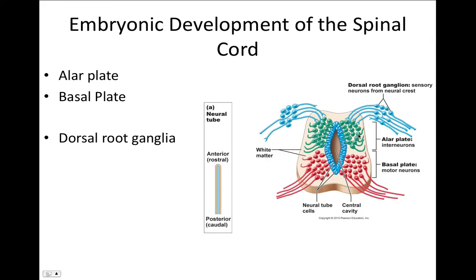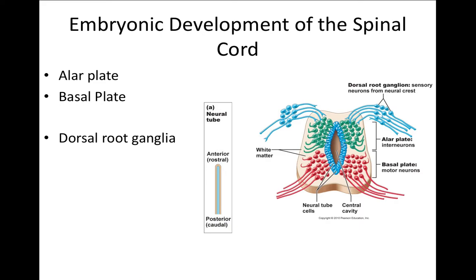Notice I didn't even say anything about the sensory neurons. That's because the sensory neurons' cell bodies are found outside of the central nervous system. They are the pseudo-unipolar neurons, and the cell bodies are found in the dorsal root ganglia, or the DRG. So a ganglion is a collection of neuron cell bodies outside of the central nervous system, whereas nuclei are collections of neuron cell bodies within the central nervous system. So that is one of the main differences.